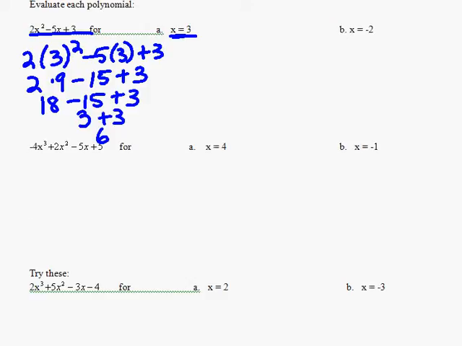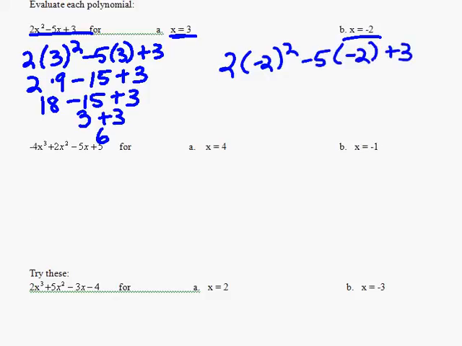Okay, the next thing they want us to evaluate is that same polynomial, but now when x is negative 2 instead of when x is 3. So again, I'm going to do exactly the same thing I did for example A. Everywhere I see an x, I'm going to replace it with a negative 2. So I have 2 times negative 2 squared minus 5 times negative 2 plus 3.